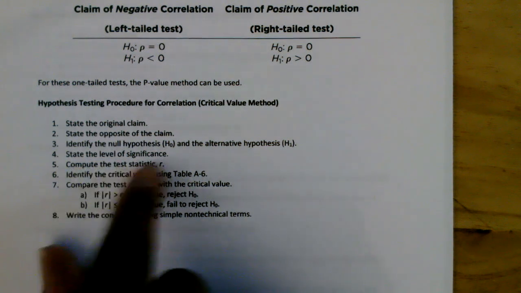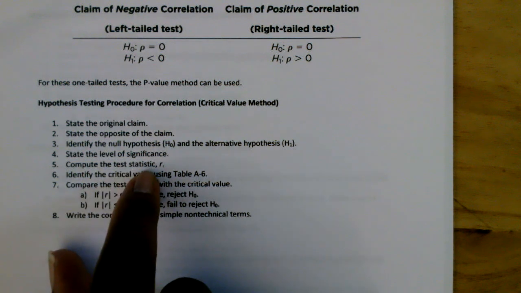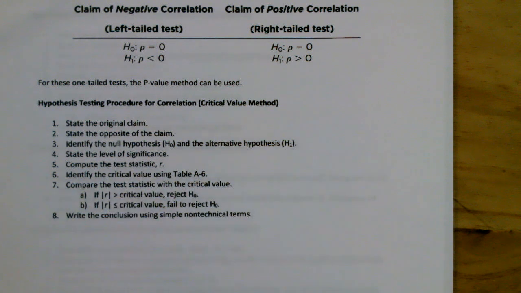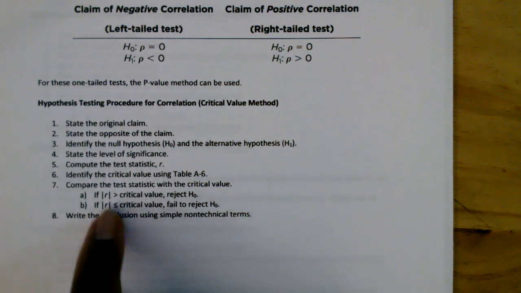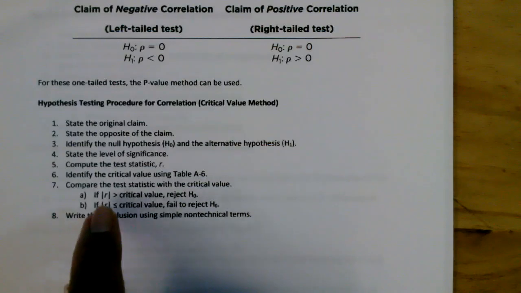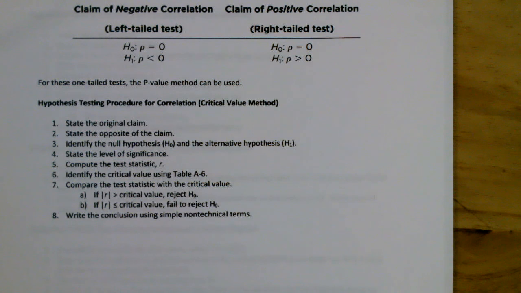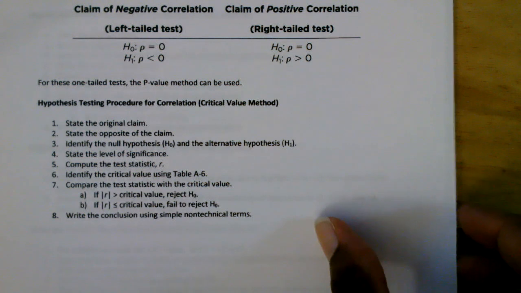State the level of significance that will be given to you in the examples. Compute the test statistic R using your TI 83 or 84 plus calculator. You'll use table A-6 to identify your critical value. And then if the absolute value of R is greater than the critical value, you reject the null. Or if the absolute value of R is less than or equal to your critical value, fail to reject the null hypothesis. And of course, we write the conclusion using simple non-technical terms.